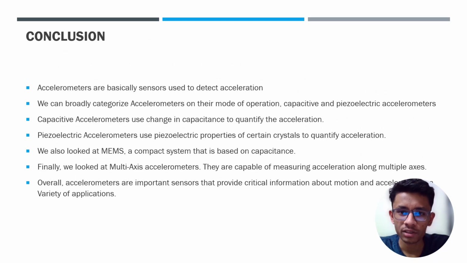Accelerometers are basically sensors used to detect acceleration. We can broadly categorize accelerometers based on their mode of operation: capacitive and piezoelectric accelerometers. Capacitive accelerometers use change in capacitance to quantify the acceleration, while piezoelectric accelerometers use piezoelectric properties of certain crystals to quantify acceleration. We also looked at MEMS, a compact system that is based on capacitance. Finally, we looked at multi-axis accelerometers. They are capable of measuring acceleration along multiple axes. Overall, accelerometers are important sensors that provide critical information about motion and acceleration in a variety of applications.